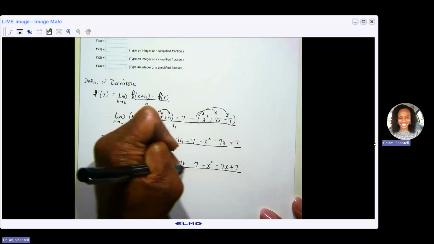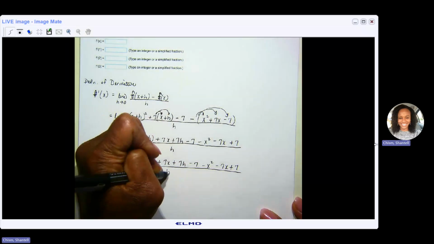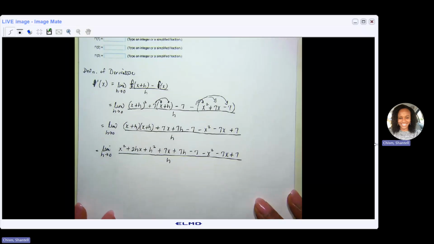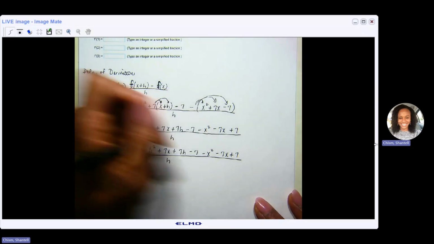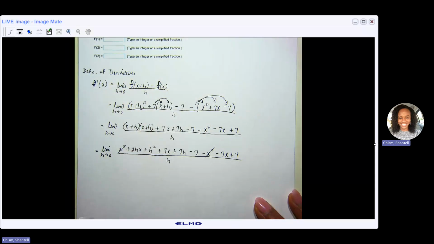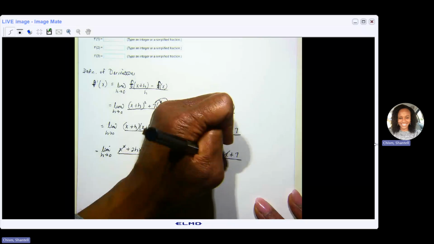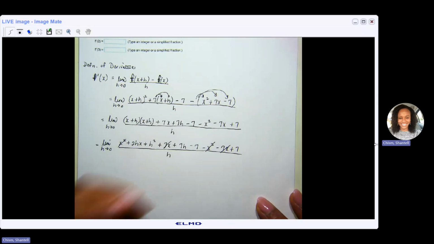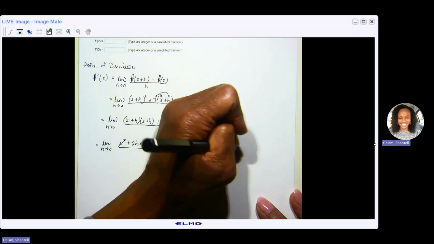All over h. Okay, so let's see what cancels here. The x squared cancels with the x squared. The 7x cancels with the 7x. The minus 7 with the plus 7.